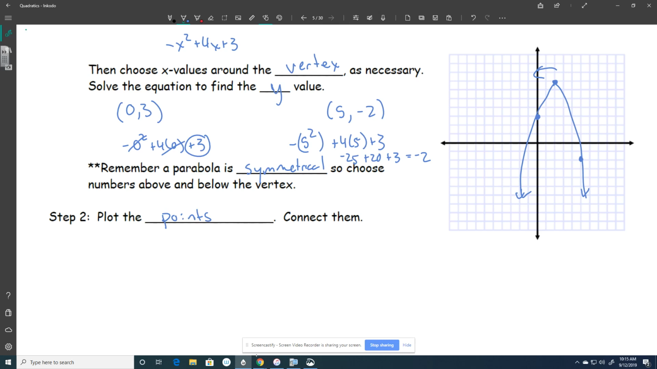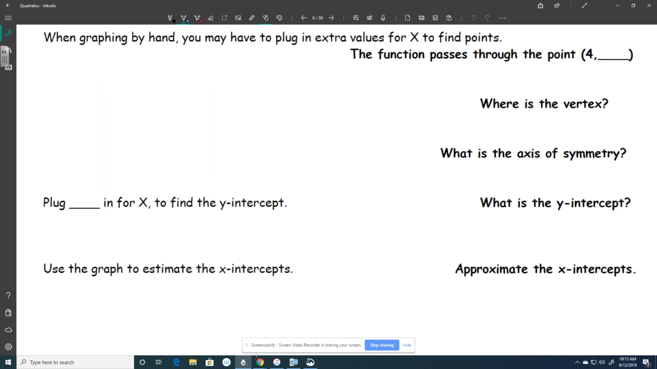All right. Now that we have our picture, we may have to plug in extra values for x to find points. So the function passes through the point (4, what)? Well, remember our function was negative x squared plus 4x plus 3. So I have to plug in a 4 and see what I get. Negative 4 squared plus 4 times 4 plus 3 is negative 16 plus 16 plus 3. Those are going to cancel, and all I'm left with is 3. So one of my points is (4, 3).